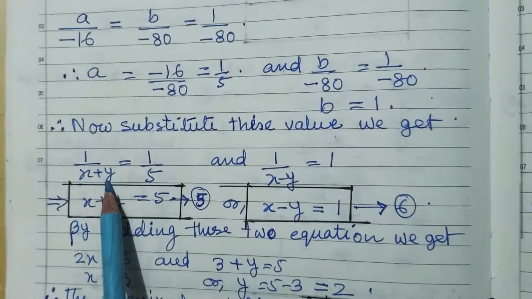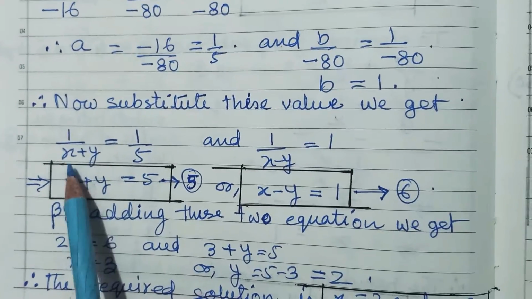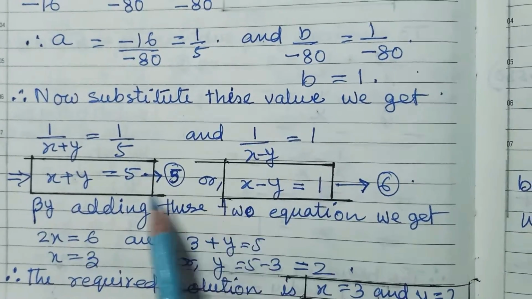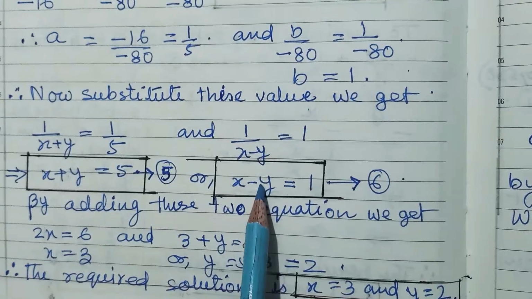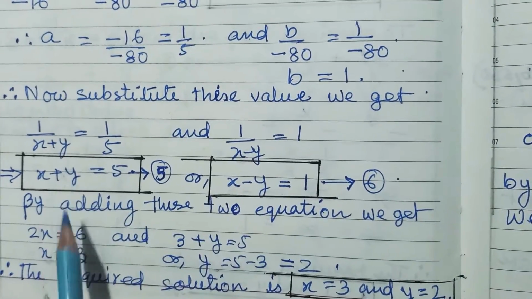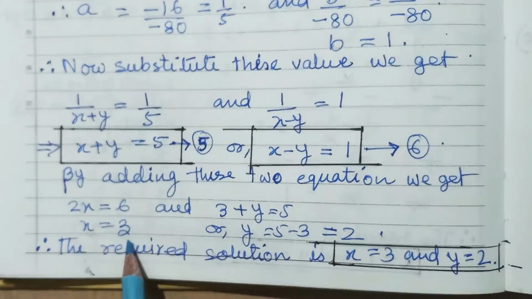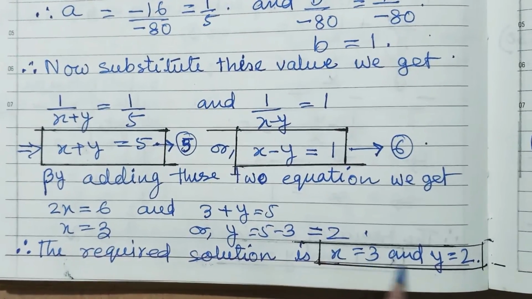A is 1 upon x plus y, which is 5. So it is x plus y is equal to 5 and x minus y is equal to 1. These two equations, if we add them, y is eliminated. So by adding these two equations, we have got x is equal to 3 and y is equal to 2. So it is the solution.